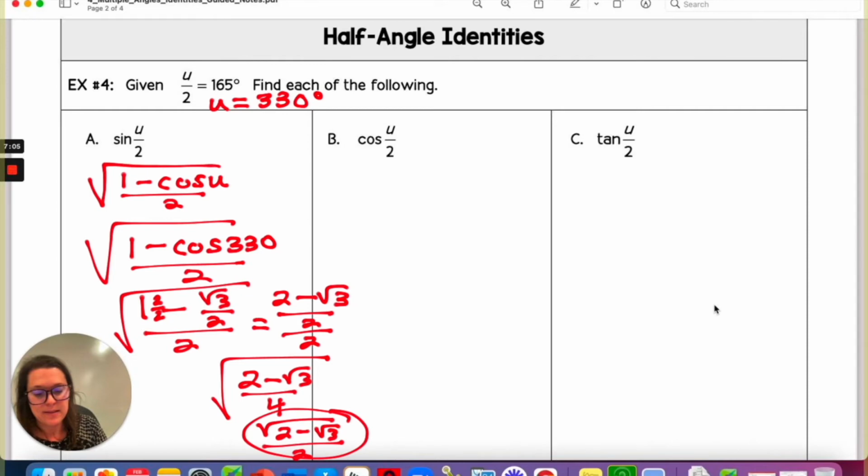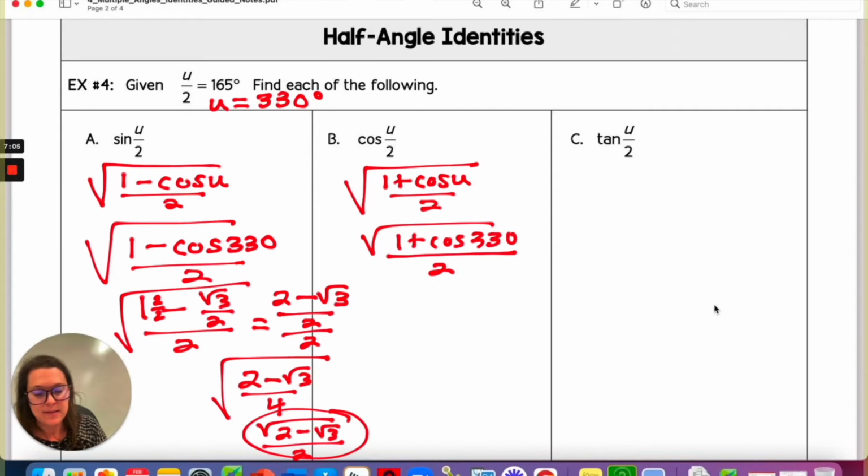For part B, our cosine half identity, and again, I don't have these memorized, so that's why I'm flipping back over, is equivalent to plus or minus the square root of 1 plus cosine u all over 2. So if u is at 330, what are we going to be doing here? Let's just work this. So 1 plus the cosine of 330, all over 2.